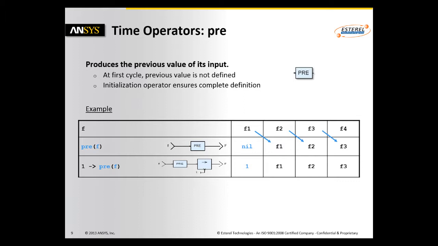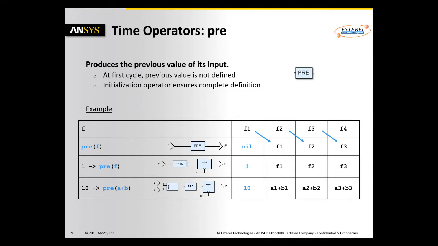If we try to compile a model with just a pre, there will be an error because the output is not defined at the first cycle. Instead, we need to combine the pre with an init operator to give a value at the first cycle. On this line, we see that we can apply a pre not only to an input, but also to any expression that returns a flow.